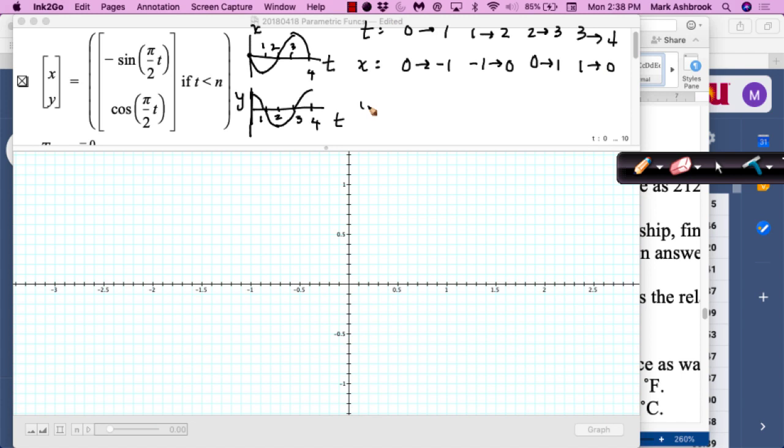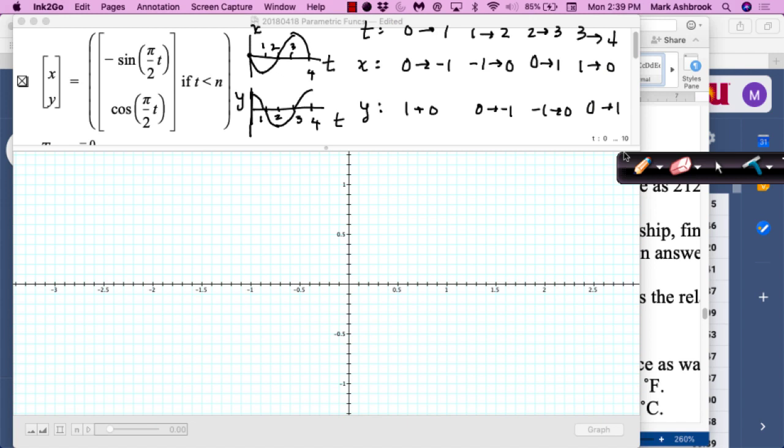And then y? What does y do? 1 to 0, to negative 1, back to 0. This is what the graph is telling us, right? So now we have the information as t changes. We're not going to graph t, we're going to graph x and y and think about how they're changing together.